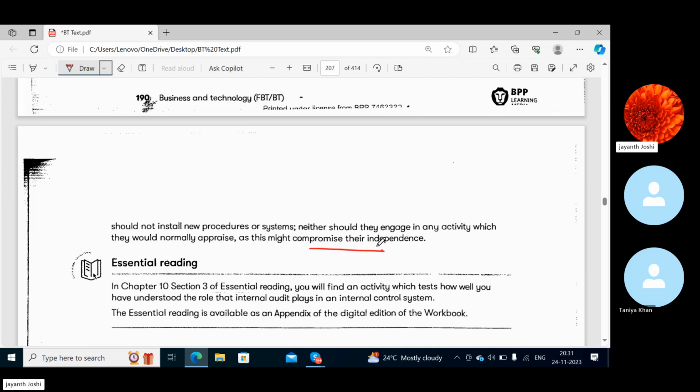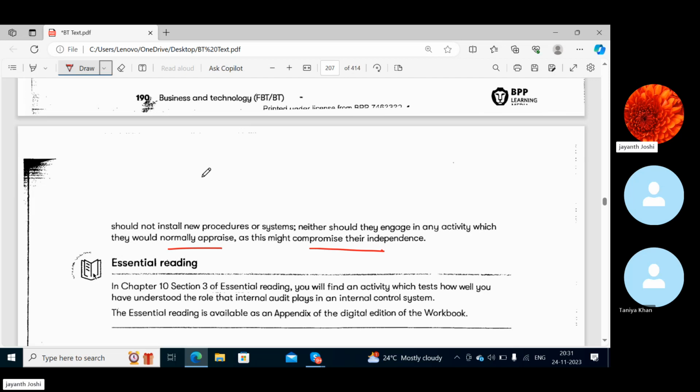That means they should not be putting in place any such system whereby they do certain things and then praise themselves. It is not possible, right? There can be a compromise to their independence, and that's what they're saying. There shouldn't be any kind of systems or procedures, nor should they engage in any activity which they would normally appraise.